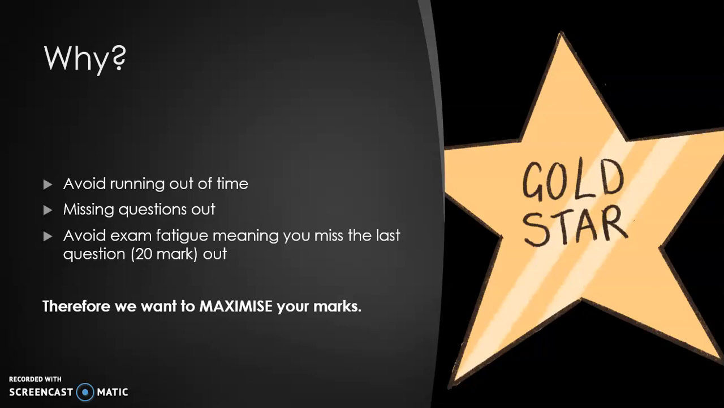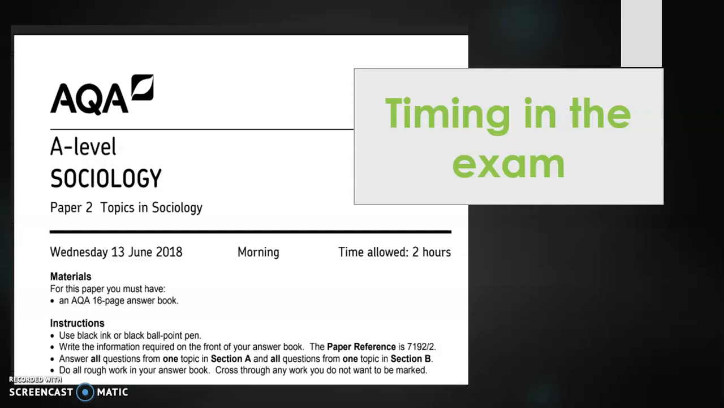Now, timing does not seem like one of the obvious skills you need to practice for the exam, but if you get it wrong, you run the risk of running out of time, missing questions out, and spending too long on questions worth very little marks. And we want to avoid that exam fatigue, meaning that you miss that last question, that last 20 marker out. So at the end of the day, you want to show exactly what you know and get the marks for it. So on AQA exam paper 2, you will have 2 hours to complete 6 questions.